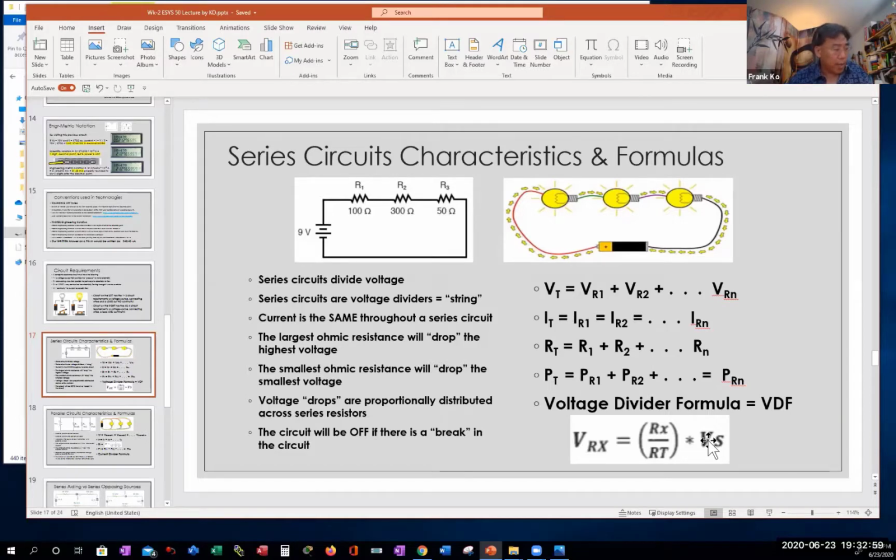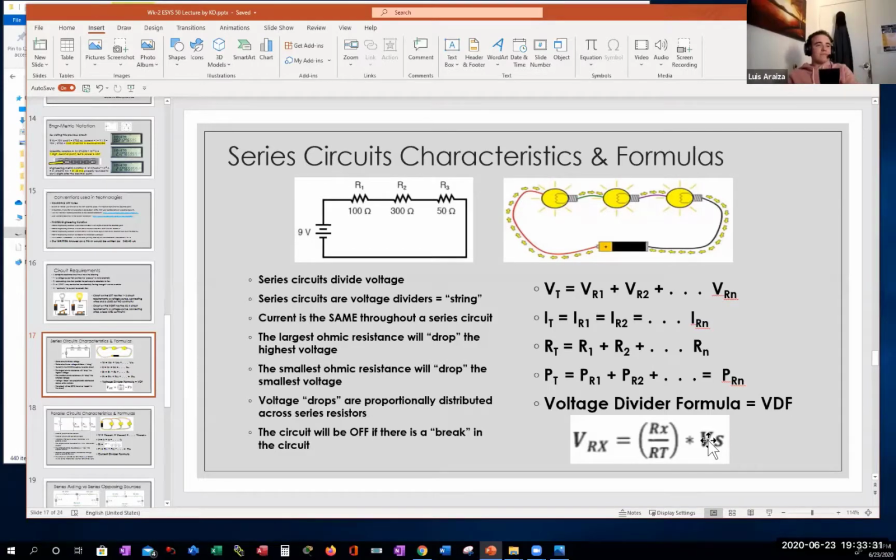Do that on your calculators, and I'll repeat for you. Turn on the calculator, type 100 divide by 450, and then multiply by the 9 volts. Boom! What does your calculator show you? Luis, do you happen to have a number for me, my friend? What do you got, Luis? Yeah, I just have 2. 2, yeah, and it would be 2 volts. It works out to be 2 volts.